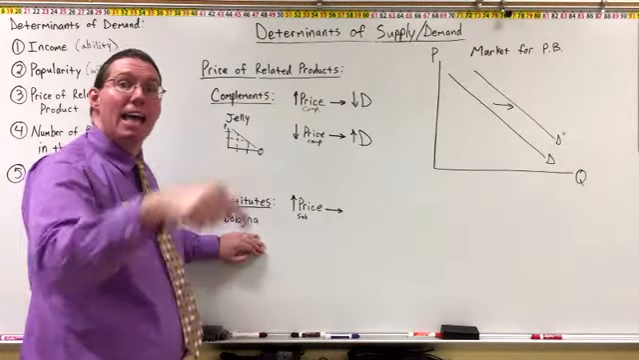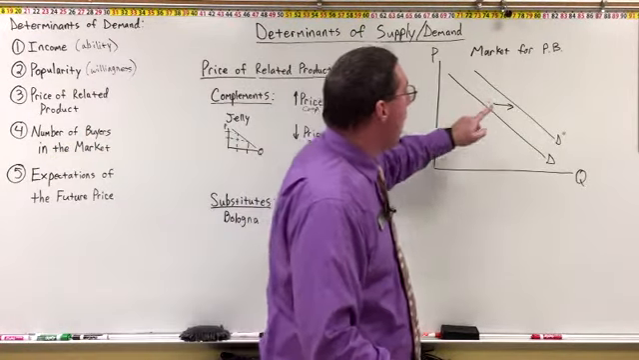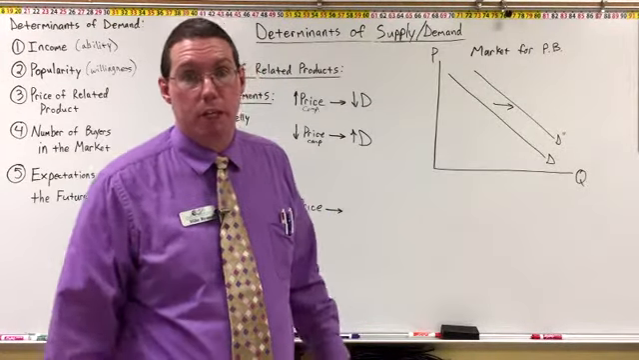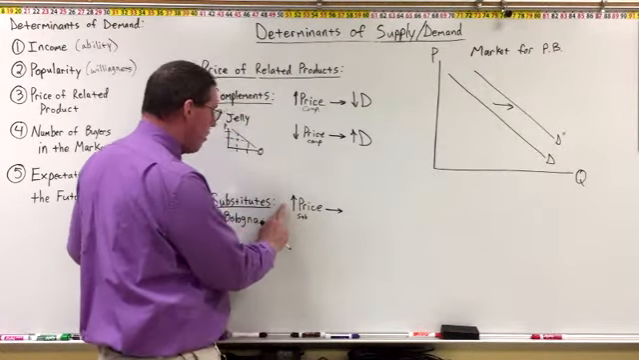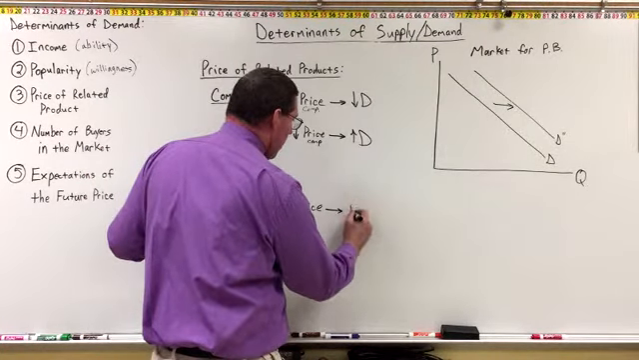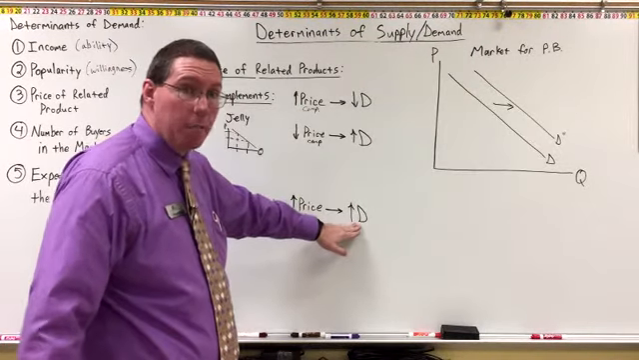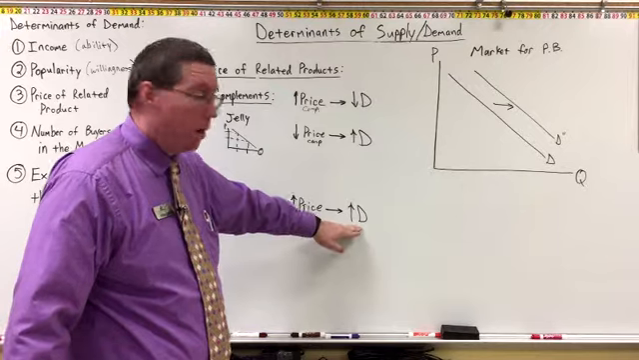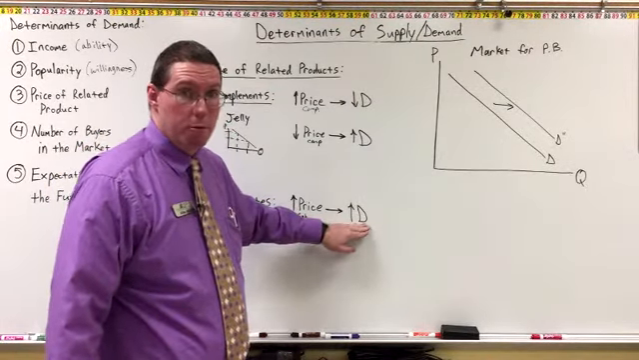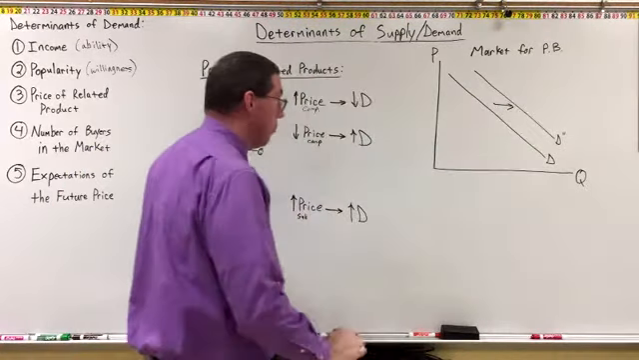Now, when people buy less bologna, then they're more likely to buy more peanut butter. They're going to say, I can't have bologna sandwiches, I'm going to have peanut butter and jelly. And so an increase in the price of a substitute results in an increase in the demand for our product. Now, this is not the demand for bologna. This is the demand for peanut butter. Price of bologna goes up, demand for peanut butter goes up. And that's going to cause the demand curve to shift to the right.